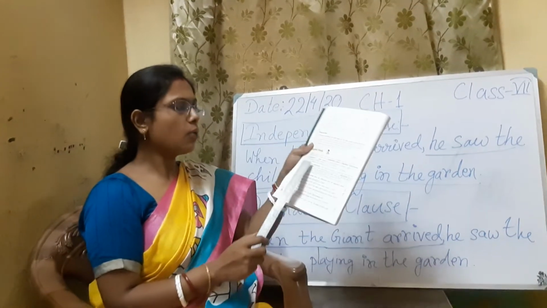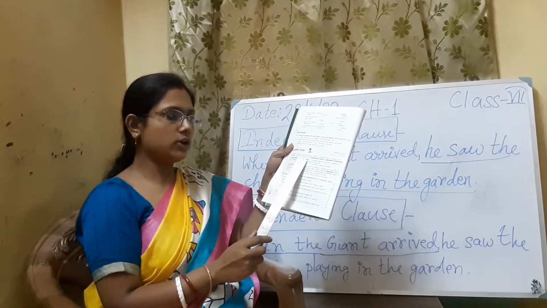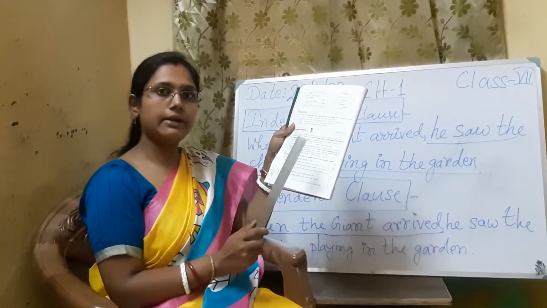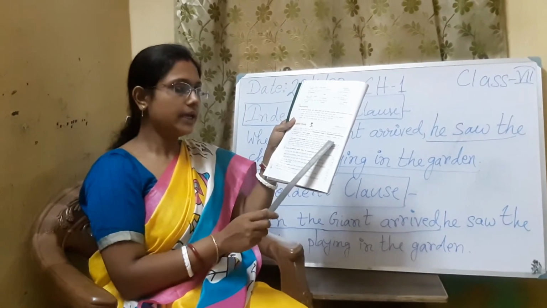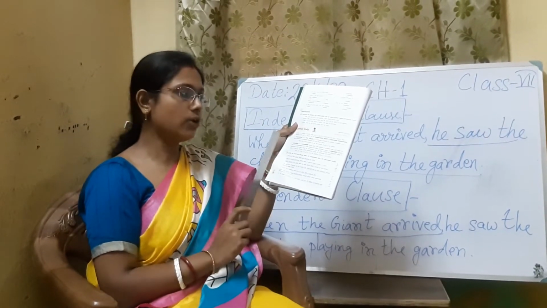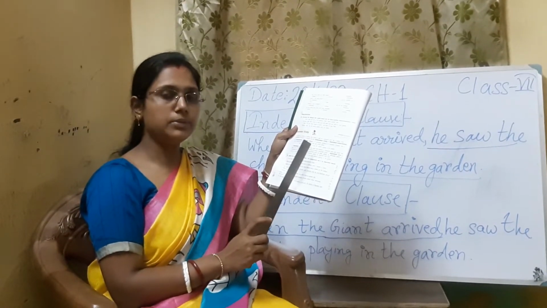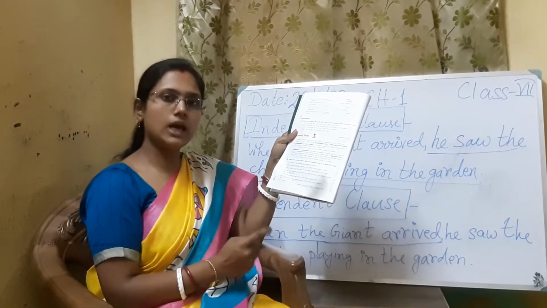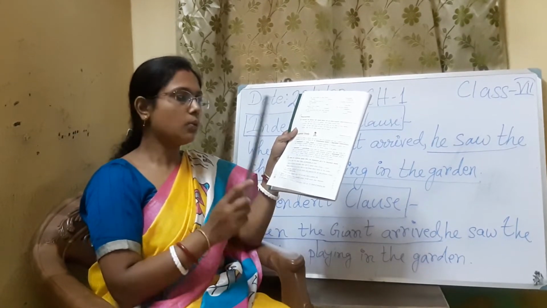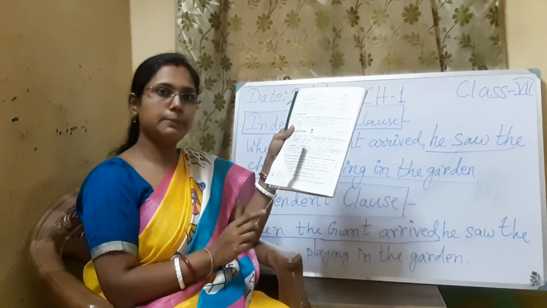Now, what is an independent or main clause? See, the definition is given in your book. An independent or main clause is a complete sentence. It is carrying the complete meaning. It contains a subject and a verb. Complete sentence means there will be a subject and a verb, and it will express a complete thought and can stand alone. That means it will not take the help of any other words to make its meaning clear. Whatever is written in this clause will be clear and have a complete meaning.